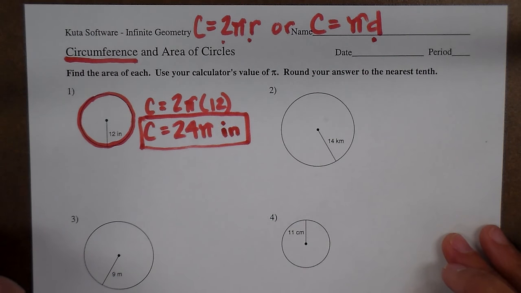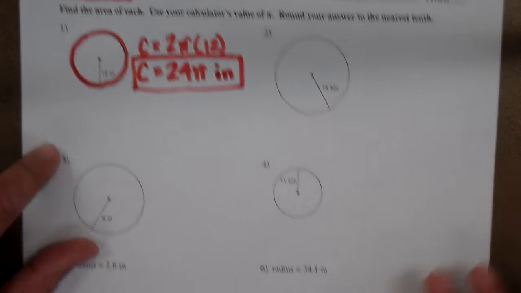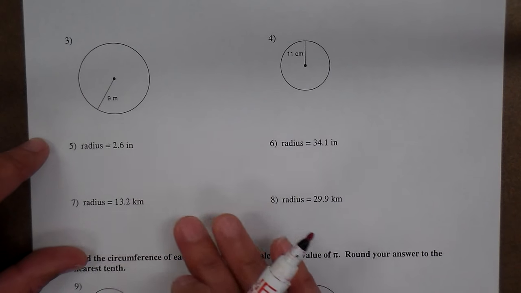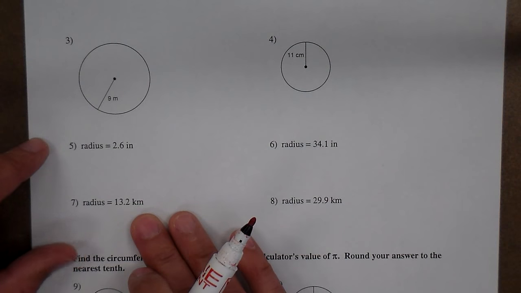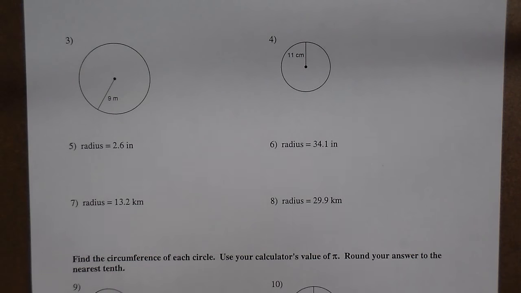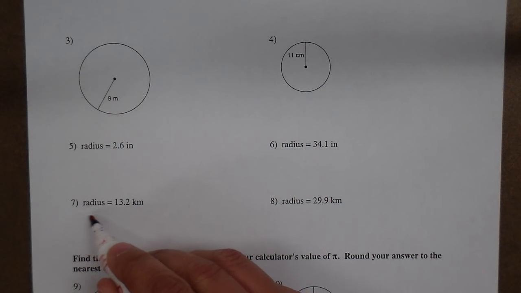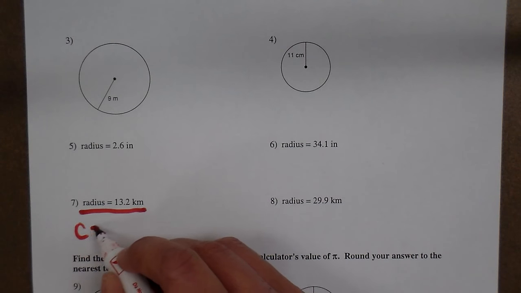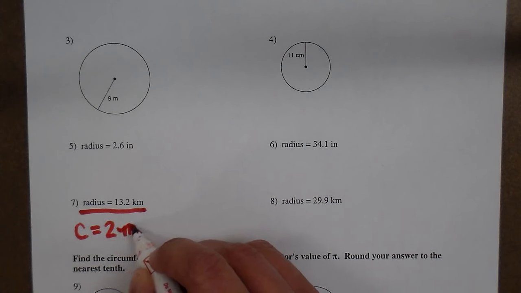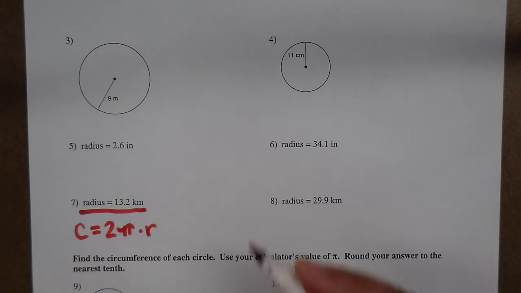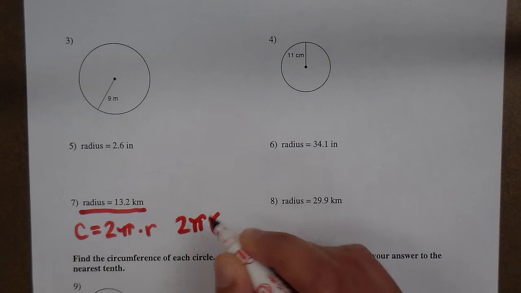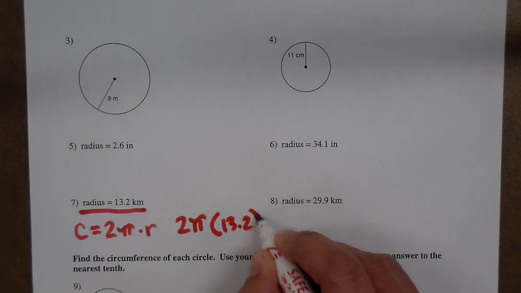Okay, so let's look at one down here. What if it doesn't give you the circle, but it just gives you the radius? Let's look at number 7. Well, you do the same thing. This is a circle with a radius of 13.2. Well, I know that circumference is 2 times pi times radius, right? So this is going to be 2 times pi times 13.2.